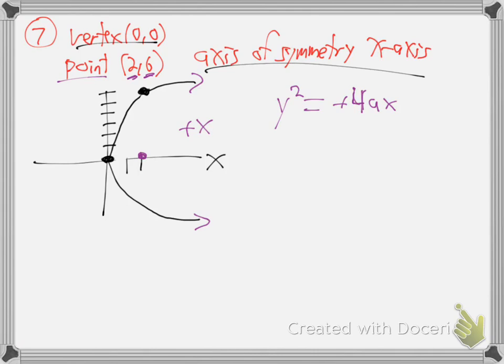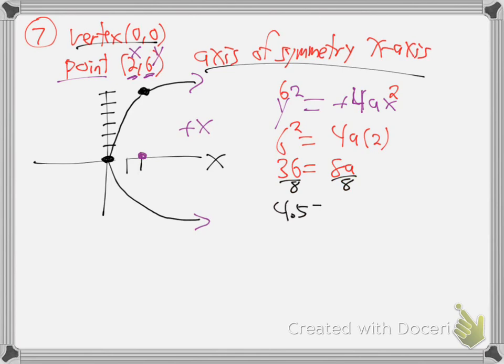Plug it in. Right? 2, 6 is on the edge of the graph. That means if you put in x is 2 and y is 6, it's got to make the equation true. That's the membership requirement on how you get on any graph, right? You make its equation true. So if I put in 2 for x and 6 for y, what do I get? 6 squared is 4a times 2. 36 is 8a. Can I solve for a? Divide by 8. a is 4.5.